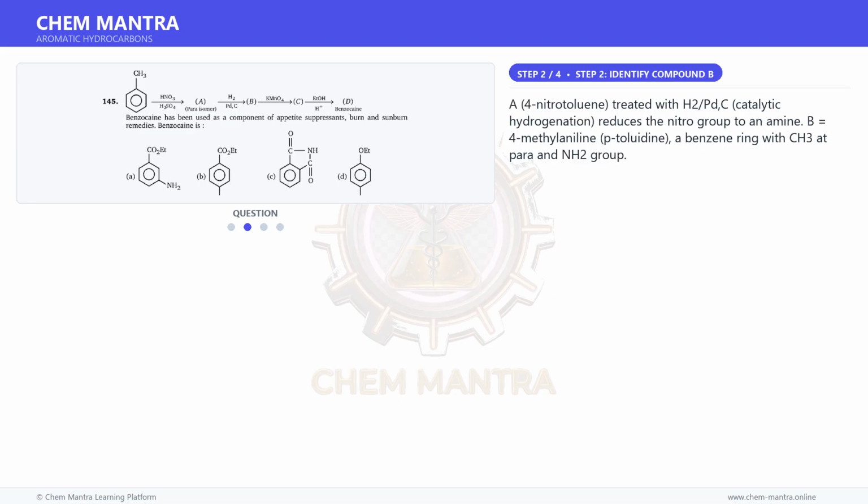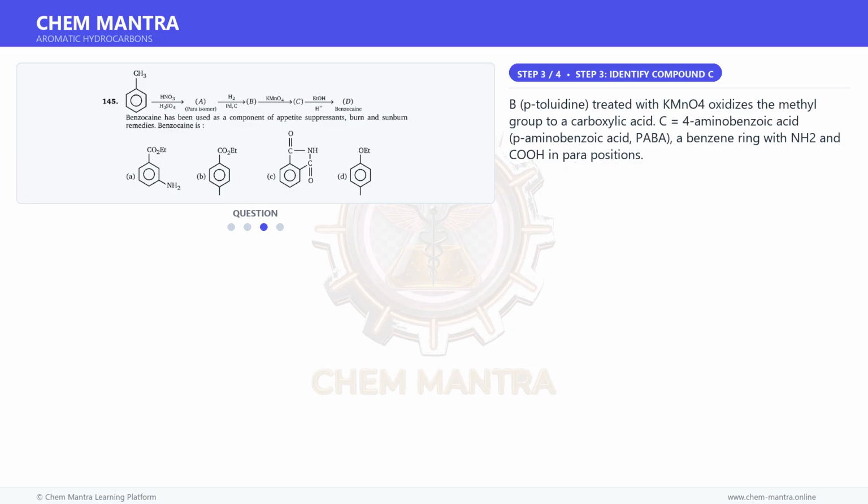A, 4-nitrotoluene, treated with H2, Pd/C. Catalytic hydrogenation reduces the nitro group to an amine. B is equal to 4-methylaniline, p-toluidine, a benzene ring with CH3 at para and NH2 group. Moving on to the next step.